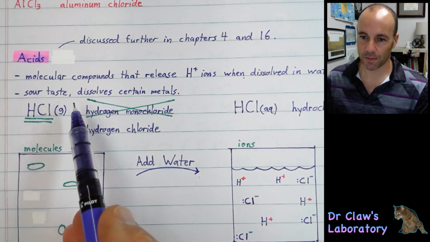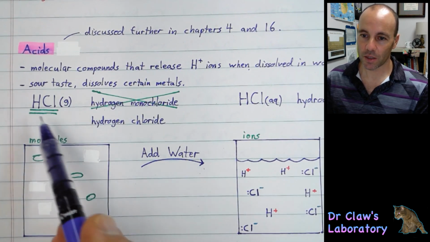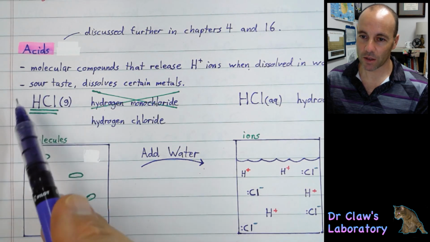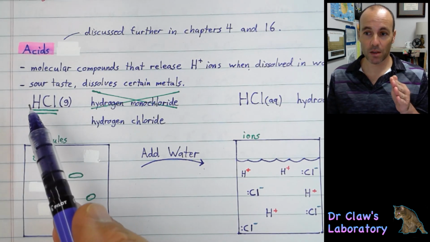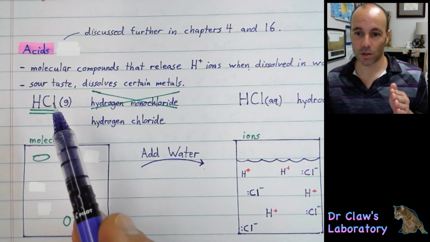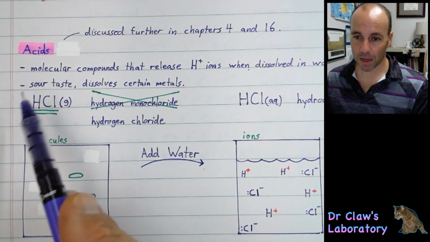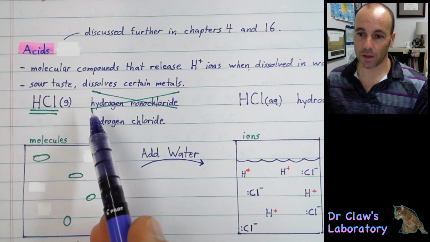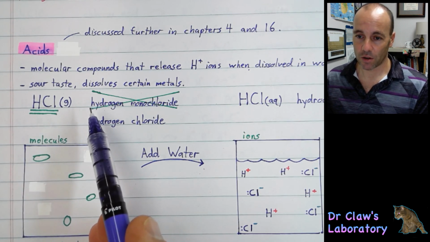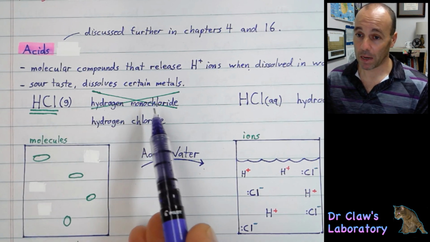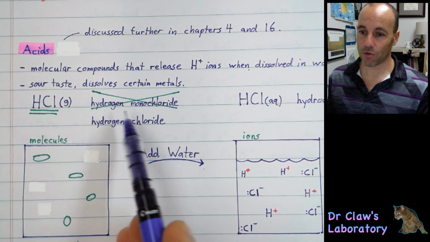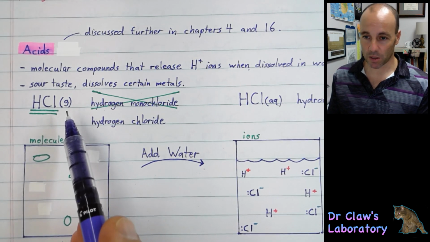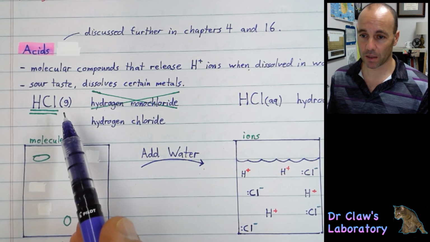So for instance, HCl gas. Okay, HCl gas. Now, using the naming scheme we just learned, this is a molecular compound because I see nonmetals. Hydrogen and chlorine are nonmetals. And I should call this hydrogen monochloride. Okay, hydrogen monochloride is the name that we should call this substance because it's a molecular compound.